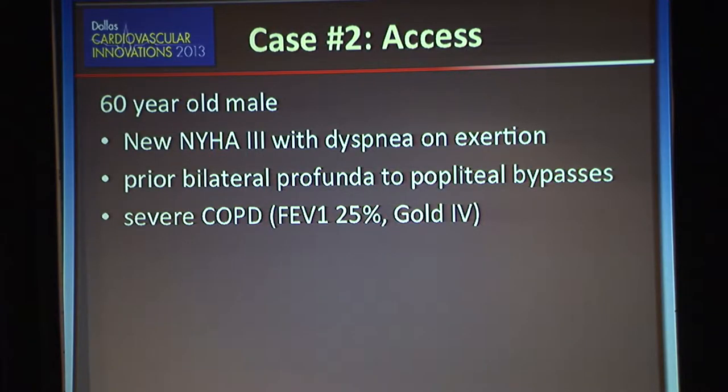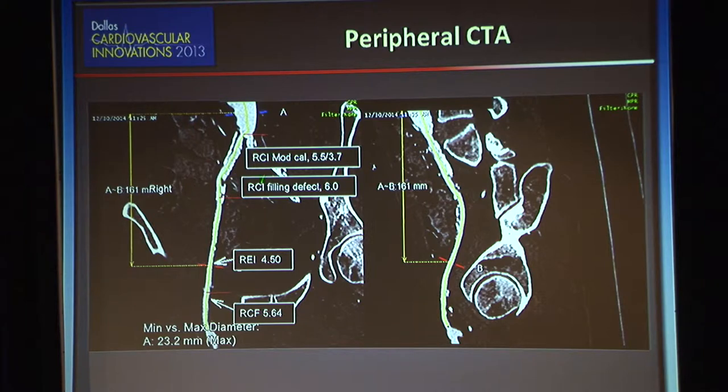But the second case I want to talk about, which is one of the two most recent cases we've done, is a 60-year-old male, has some heart failure, peripheral arterial disease with bilateral bypasses, severe COPD, not a surgical candidate. His CT scan here, I'm going to show you the right side, has moderate disease and is the worst. He does have a filling defect in the right common iliac, actually has two of them, but has an average diameter of 5.5 millimeters and the smallest of 3.7.